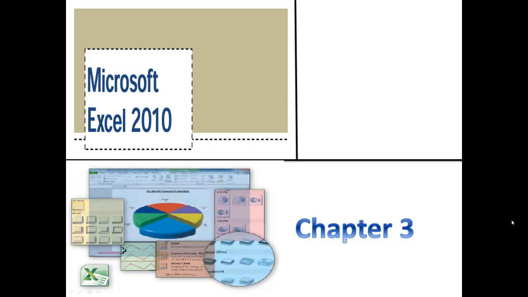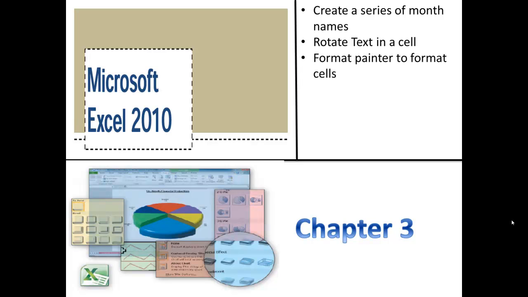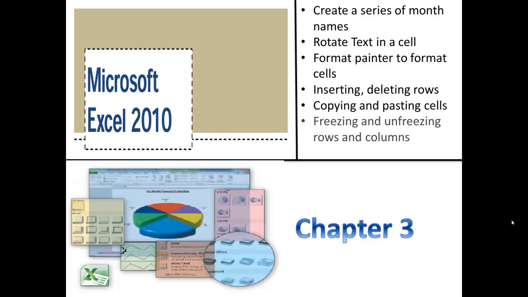Hello and welcome to Excel Chapter 3. In this video we will learn how to create a series of month names, rotate text in a cell, use Format Painter to format cells, inserting and deleting rows, copying and pasting cells, and freezing and unfreezing rows and columns.